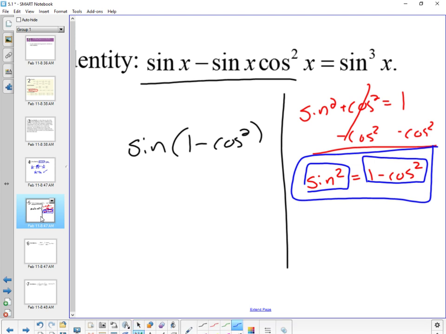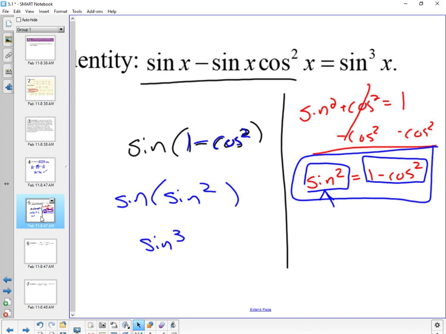Anyways, I see that this is 1 minus cosine squared. I recognize that this is also 1 minus cosine squared. So I'm going to trade it for its equivalent, aka sine squared. So now this 1 minus cosine squared is going to get traded for its equivalent, sine squared. And now if I have sine and multiply by sine squared, that's going to produce sine cubed. Okay. What happened to the first one?